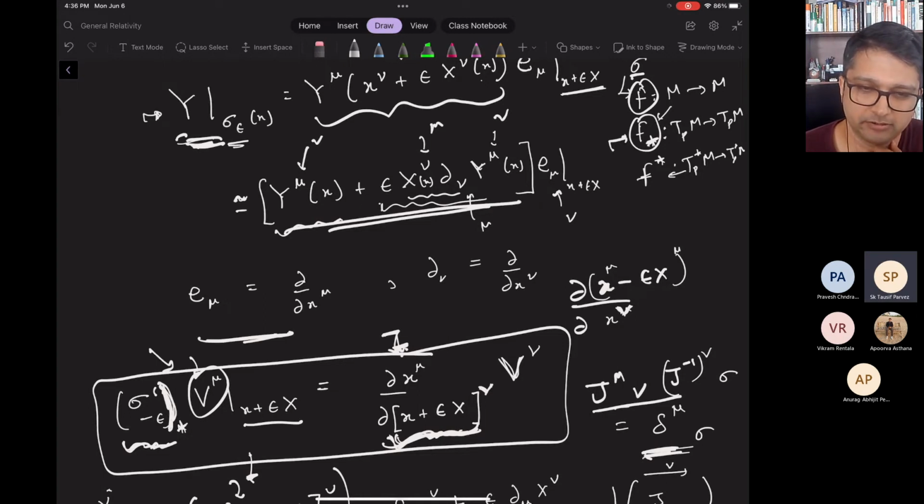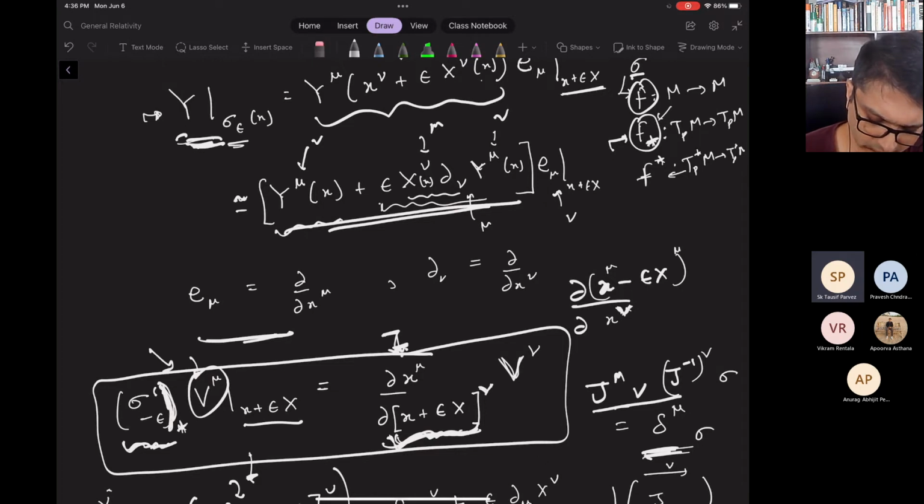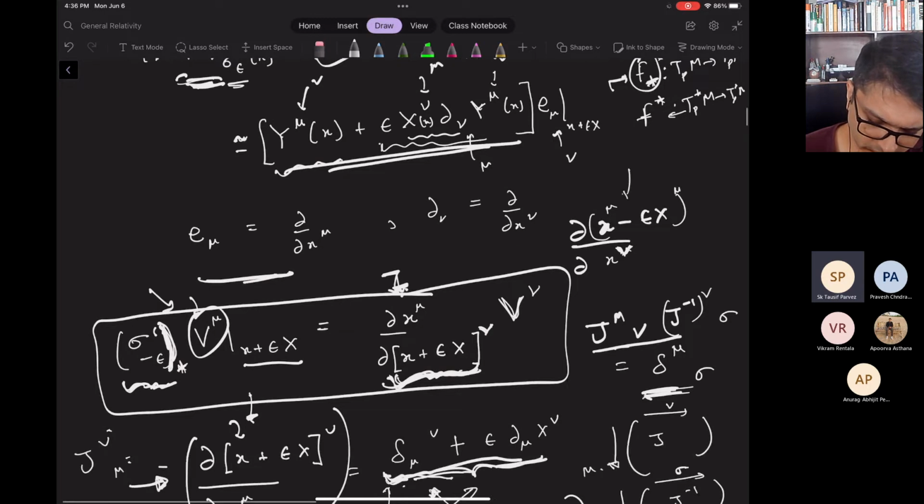Sir, from sigma epsilon x, which has coordinates x plus epsilon x, we are going to x, so that is why we are using this Jacobian. But instead, if we had used the thing that you wrote, like the partial derivative of x mu minus epsilon capital X mu divided by partial x nu, we would have got the same answer.